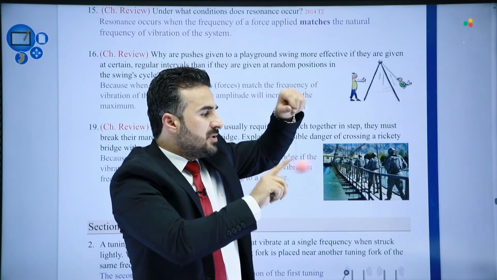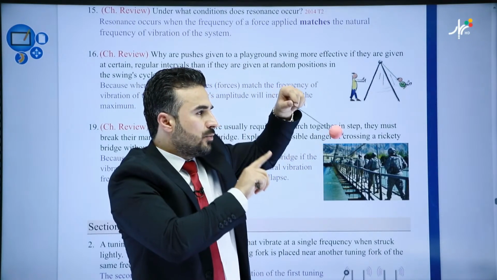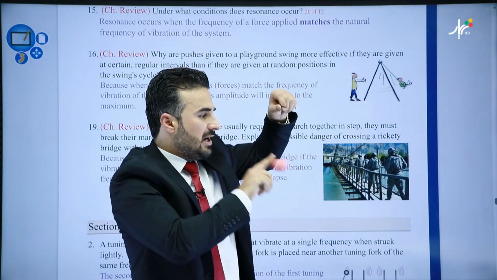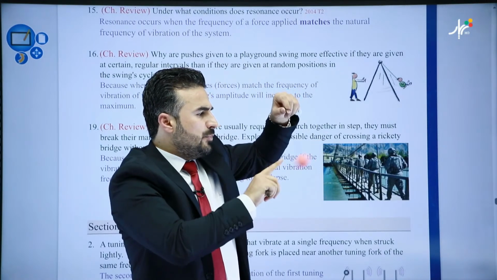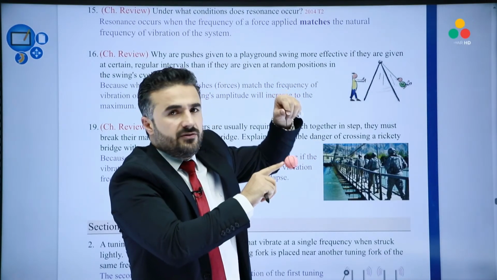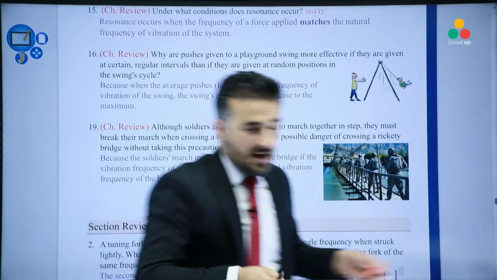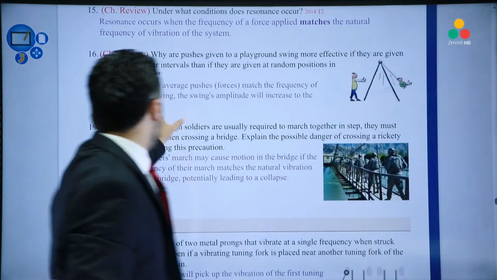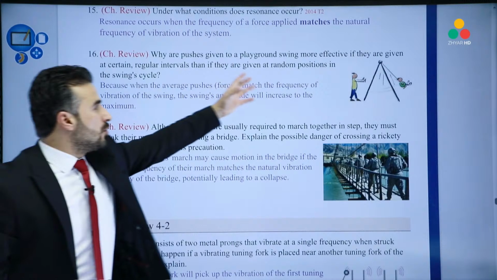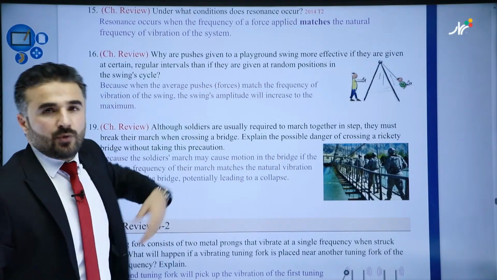But imagine what happens if these pushes were not at regular intervals, for example. It goes back and forth, so every time you can push it at a point here. Of course, this would affect it, or you can say the amplitude will not be large enough. So going back to this, why will it be more effective if these pushes are given at regular intervals?